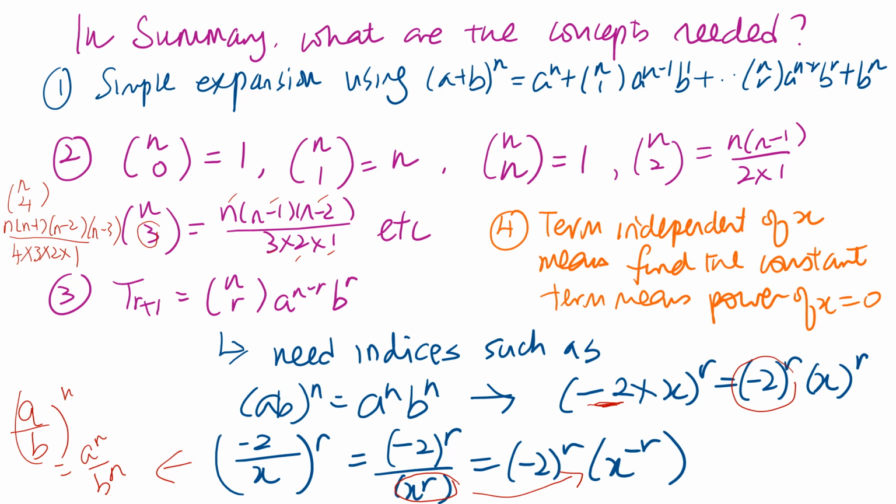And last but not least, of course, you need to understand that when the questions require you to find the term independent of x, they're asking you to find the constant term. So after getting the general term formula, you just equate the power of your x to 0 to find the value of r. And once you find the value of r, substitute back into your general term formula to get the independent term. Alright, so that's all folks. Don't give up. Alright, don't give up.